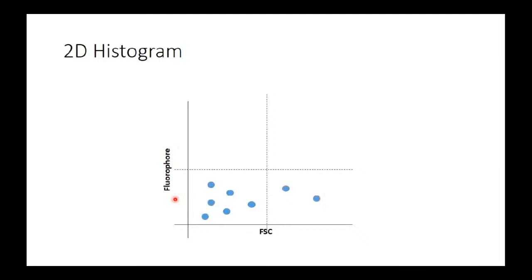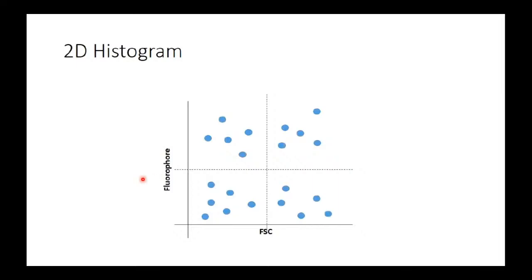When the cell appears here, it means that the cell is not expressing the protein because it has low fluorescence, but it's a big cell because it has high signal on the forward scatter light. When the cell appears here, it means that it's expressing the protein, but it's a small cell. And when the cell appears on the upper right quadrant, it means that the cell is big and it's expressing the protein. So this is what we call the two-dimensional histogram. I can combine two data together and then I get something like this.